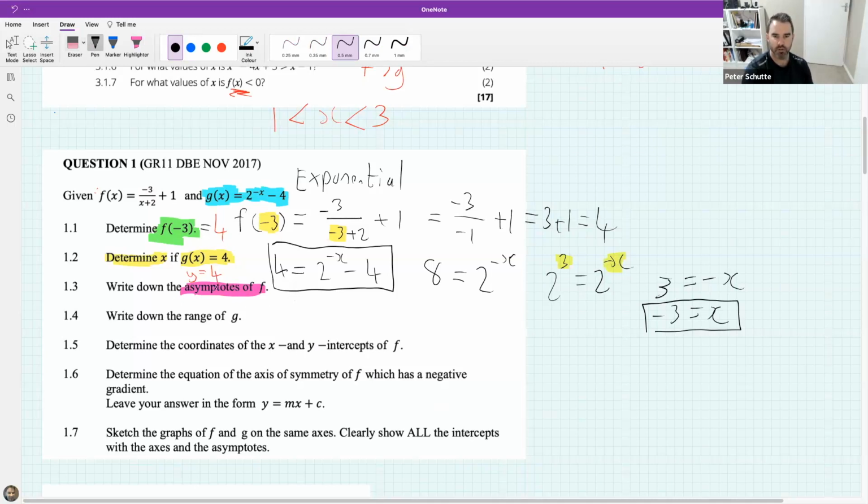So for 1.3, the one that I can always see straight away, because it causes it to be undefined, is that x is equal to minus 2 is the one asymptote. That will be the vertical asymptote, because you can see that it makes division by 0, and that causes the asymptote. And then the other one will be y is equal to 1. And so that will be my 2 answers for 1.3. So it'll be y is equal to 1 and x is equal to minus 2. Okay.